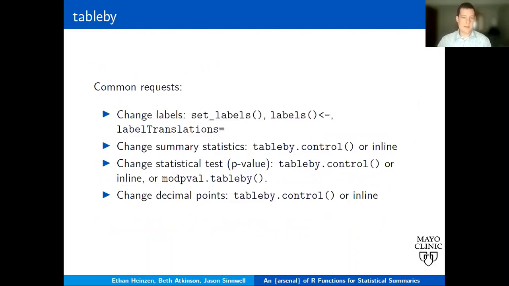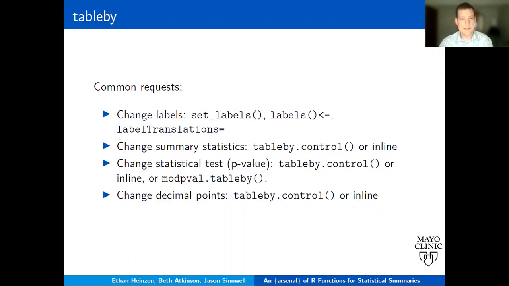Now, the most common requests that people usually get for tables is, hey, can I change the labels on this table? Or even, can I change which summary statistics are in there? Maybe you want median instead of mean. Or maybe even, can I change the statistical test? Or even my favorite, which is, can you show fewer significant digits on that number? All of those things are very easily accomplished in Arsenal with tableby.